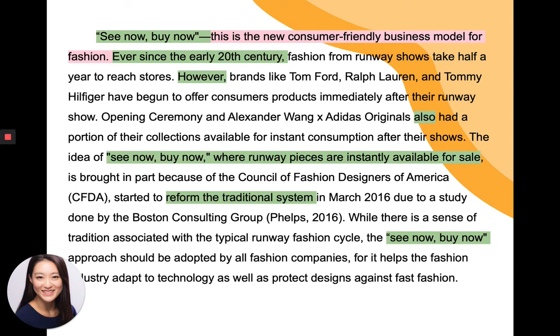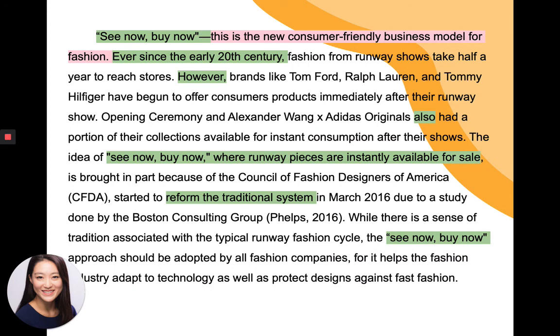Notice how focused this introduction is. Every single sentence in this introduction is to develop the idea of see now, buy now, and walk and guide the reader through. This is what we call unified writing. Writing that is focused on one main idea. The main idea here is very clearly see now, buy now.